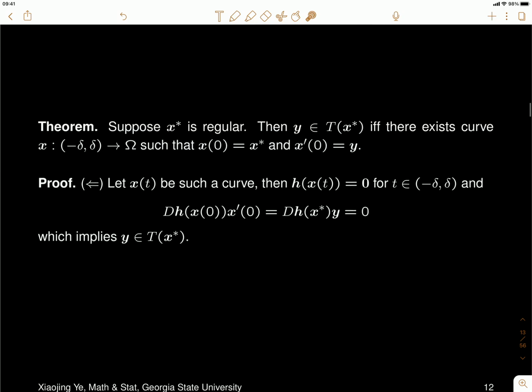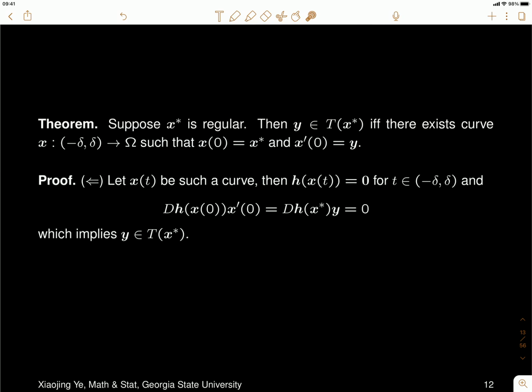All right. So now we give you an important result that we're going to use later. We should know this from calculus or geometry, probably calculus. So what it says is, suppose we have x star, which is a regular point.